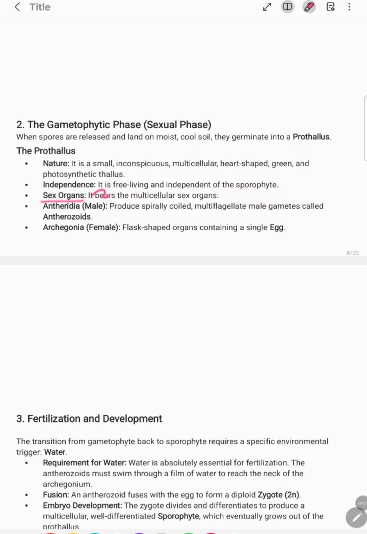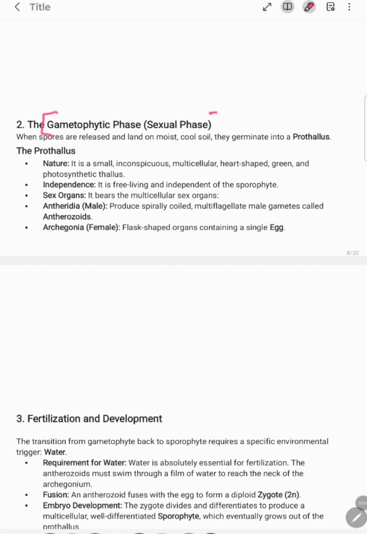Now the sex organs. This prothallus bears multicellular sex organs. The antheridia, as we have discussed earlier, is your male sex organ which produces spirally coiled, point to remember, spirally coiled multiflagellated, not biflagellated, male gametes which are known as your antherozoids. Okay, archegonia, which is your female organ, is flask shaped and contains a single egg.